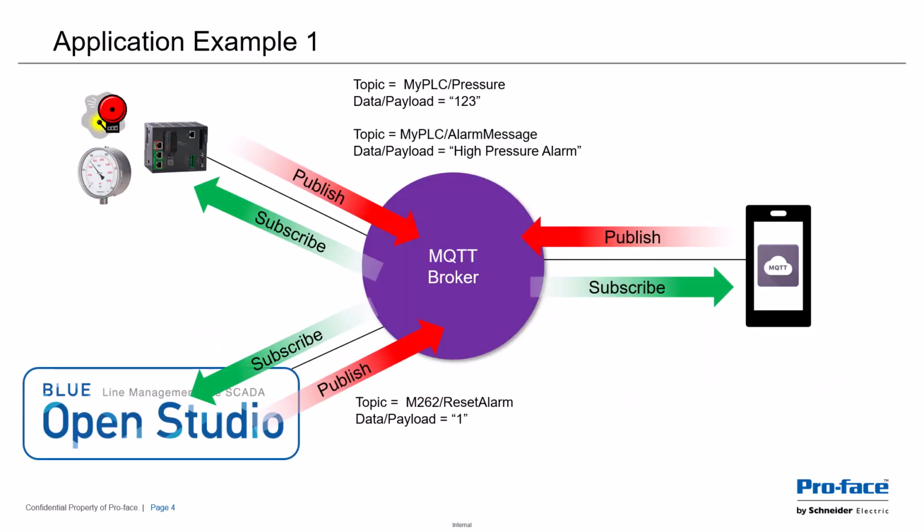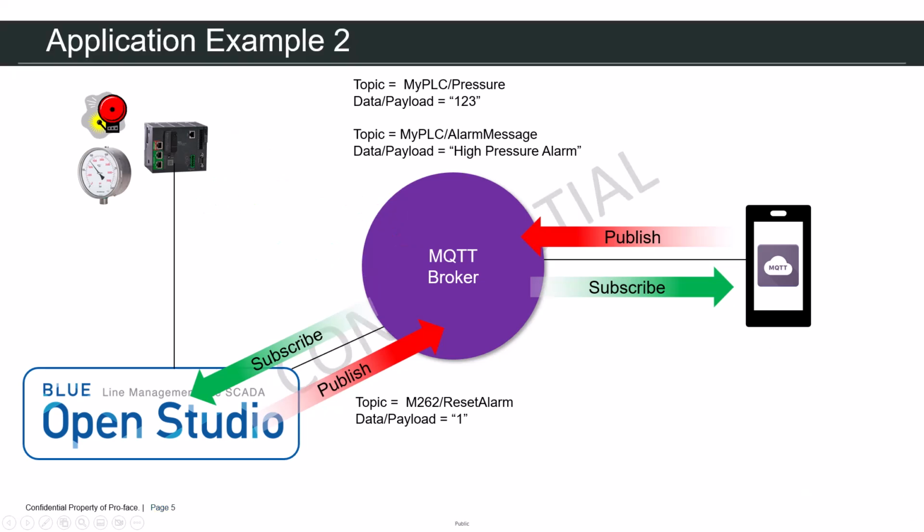Again, more details are in our previous videos, but here are some typical applications using Blue Open Studio. In this case, you can see you've got different devices. You've got a Blue Open Studio light SCADA client, you've got a PLC, and you've got, say, a mobile device, all publishing and subscribing to different topics in the broker to meet their specific needs.